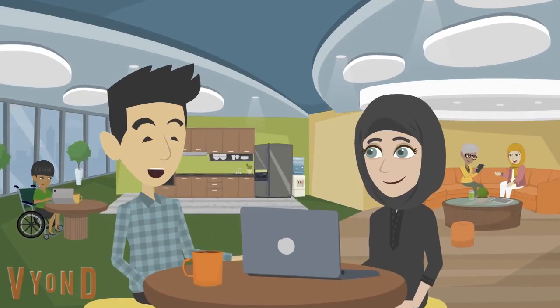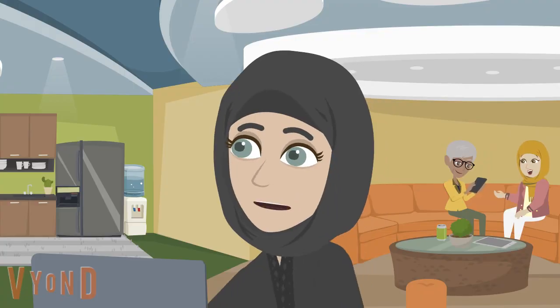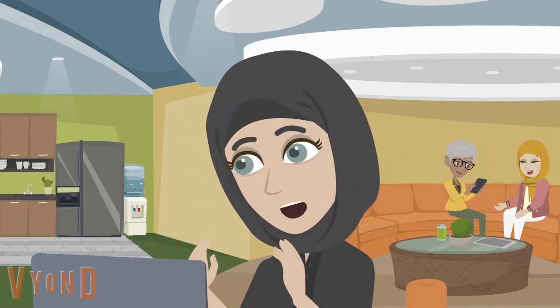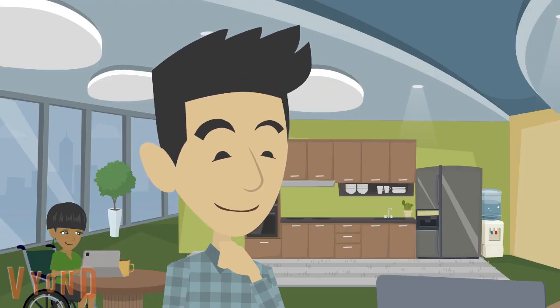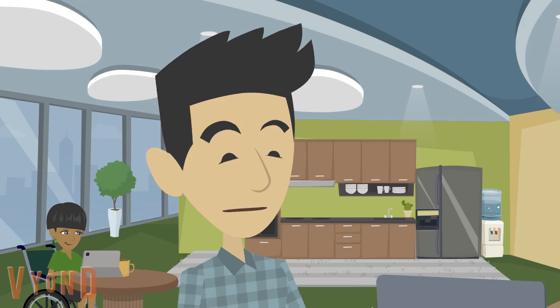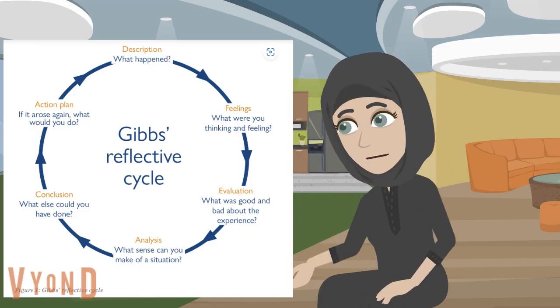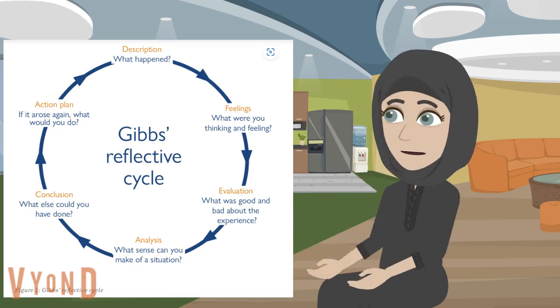Hey, have you heard about Gibbs' reflective cycle? Yes, it's a powerful tool for reflective writing. It can help you structure your thoughts and insights as you reflect on your experiences in the school setting. How does it work? Gibbs' reflective cycle consists of 6 stages. Let me break them down for you.